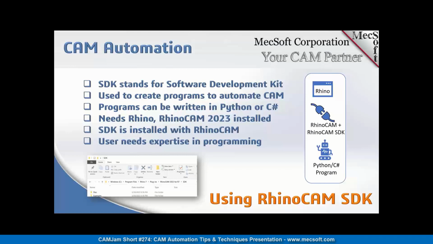The SDK itself needs Rhino, obviously, like that graphic talks about. RhinoCAM 2023 should be installed, and of course you need to have a RhinoCAM 2023 license as well as a Rhino license to run the SDK. The SDK is installed with RhinoCAM, so you don't have to do anything extra. Once you install RhinoCAM 2023, the SDK will install. And the little graphic on the bottom left shows the path name. The path where it's going to be installed is in the Program Files, Rhino 7, under plugins. I'll talk a little bit about that when we jump into the demo.